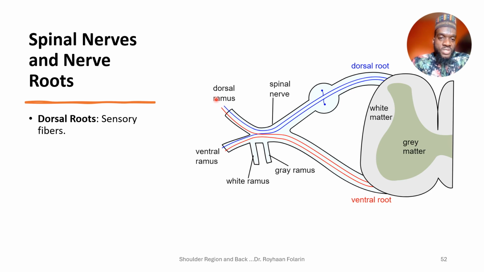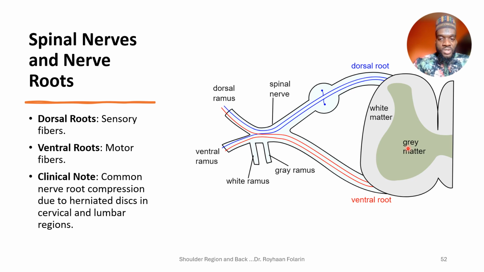So we then have the dorsal ramus and the ventral ramus arising from the spinal nerve. I have some white and gray rami as well. The dorsal root is responsible for sensory, bringing sensations into the spinal cord, while the ventral root gives out the motor innervation, the motor responses. So the sensory impulses are received through the dorsal root, because that's the sensory, while the motor responses are effected through the ventral root, which contains the motor fibers.